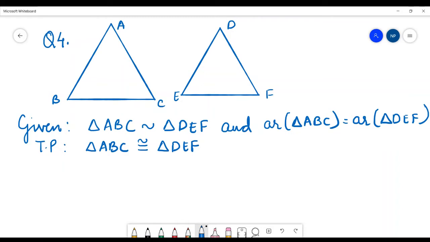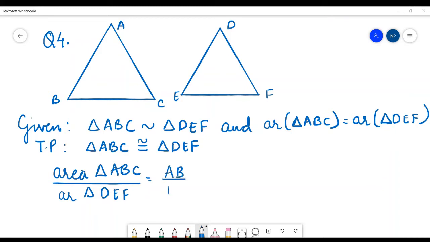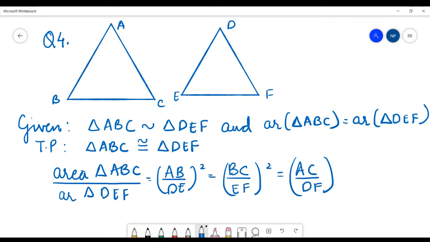So let us start. We know by the theorem of areas of similar triangles that area of triangle ABC upon area of triangle DEF is equal to the squares of the proportional sides. So we are going to write over here AB upon DE whole square, which is equal to BC upon EF whole square, which is equal to AC upon DF whole square. Right? This is our first step.